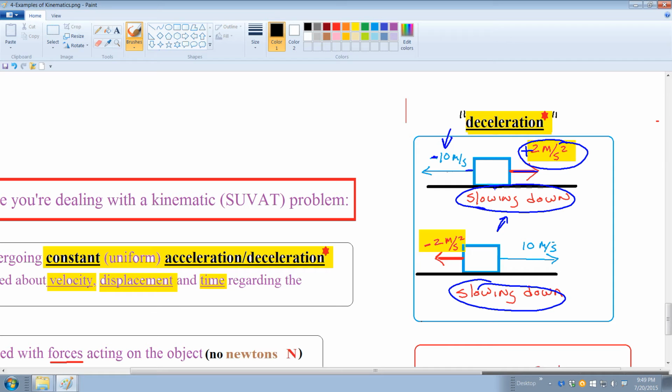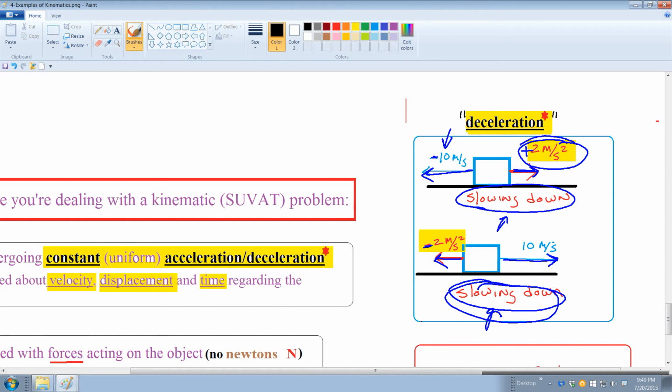The reason this object is slowing down is because the velocity of this object and the acceleration on this object are in opposite directions. Now we can take the same situation, it's slowing down, but this time the object is moving to the right, and its acceleration is constant and to the left. So now the acceleration is negative, the velocity is positive, and it's still slowing down.